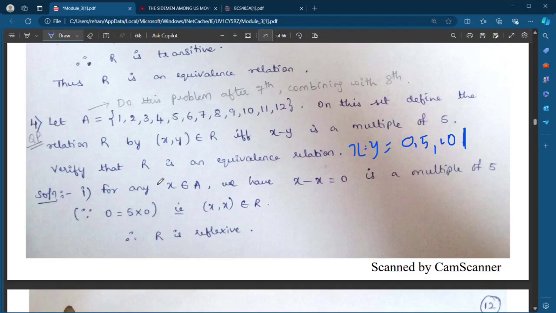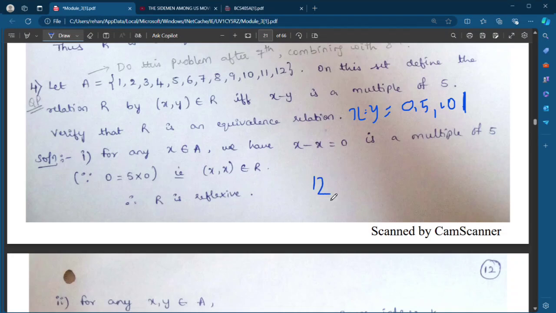So, let us see. Now, for any x belongs to A, we have x minus x equals 0, which is a multiple of 5. Therefore, 0 equals 5 into 0, that is x comma x belongs to R. So, I can take 1 comma 1, 2 comma 2, 3 comma 3, 4 comma 4, 5 comma 5, and so on to 12 comma 12. So, how many terms are there? 12 terms I have already got here.